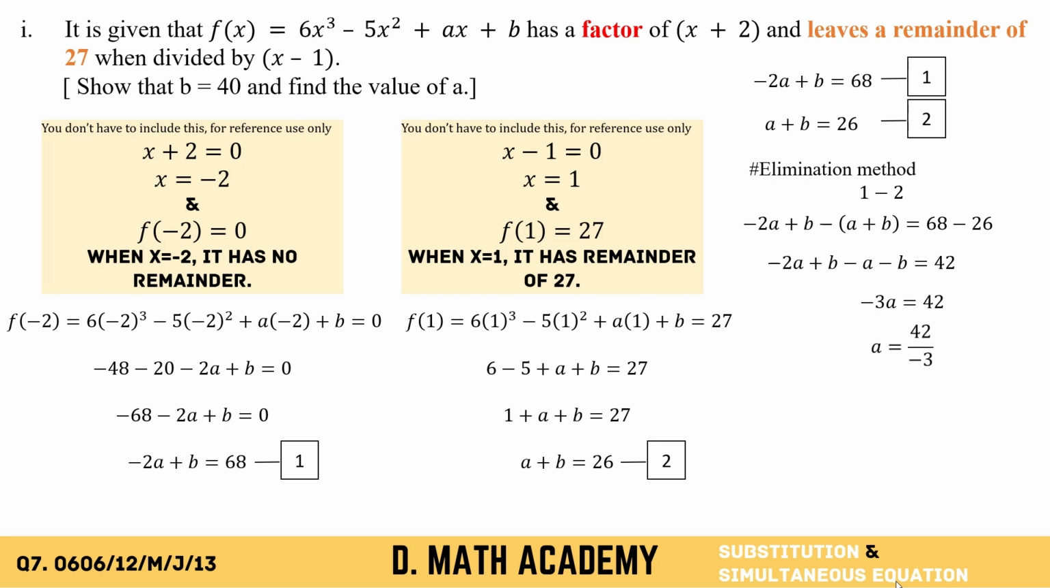By running a calculation, you will get your a as negative 14. Substitute a equals to negative 14 back into equation 2. Then you will get negative 14 plus b equals to 26, so b equals to 40. And that's how you answer this question completely.